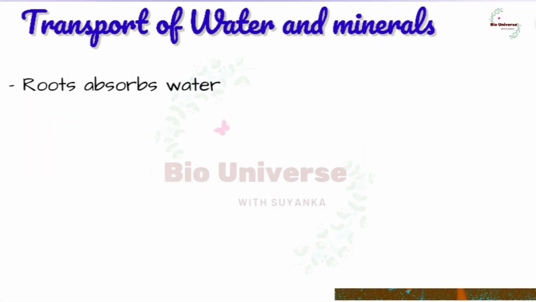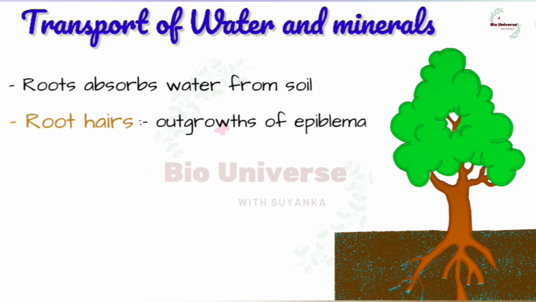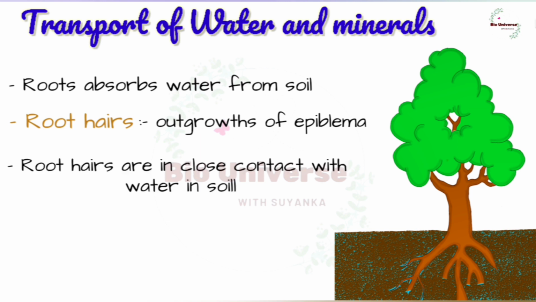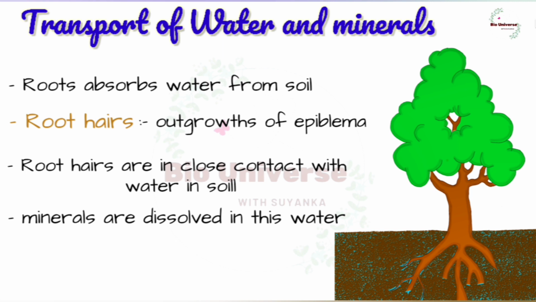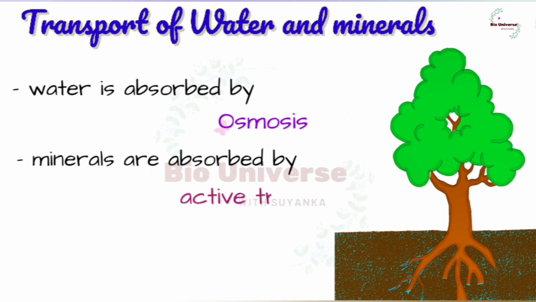Plants absorb water from the soil through the roots and transport it to the stem, leaves and flowers. Roots have root hairs that are unicellular, thin-walled outgrowths of the epiblema. The root hairs are in close contact with the thin film of water surrounding the soil particles. There are mineral salts such as nitrates, chlorides, sulfates, phosphates, etc. dissolved in this water. Water is absorbed by osmosis, while the minerals are absorbed as ions by active transport.